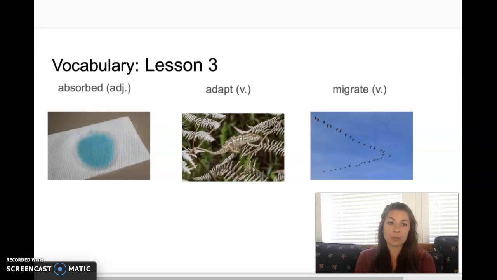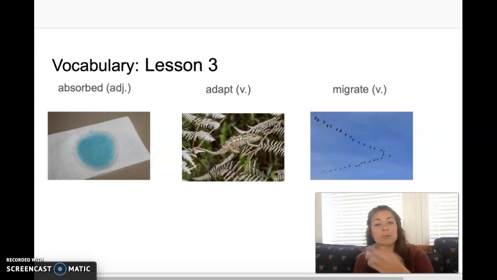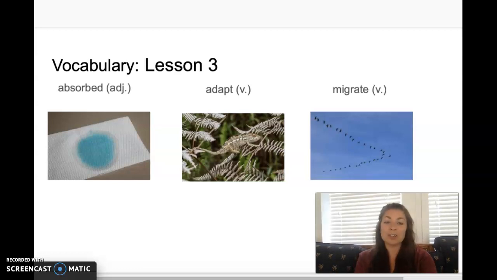Our first vocabulary word for today's story is the word absorbed. Repeat after me. Absorbed. Absorbed means took in or soaked up. Our second vocabulary word is the word adapt. Say adapt. Adapt means to adjust or change to better suit one's environment.